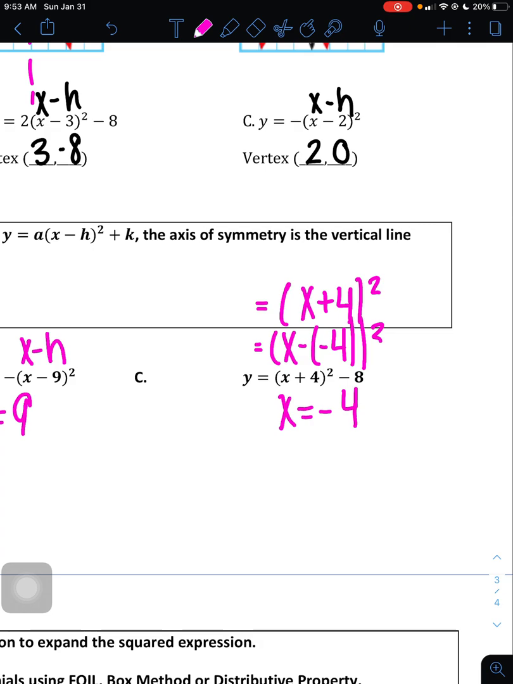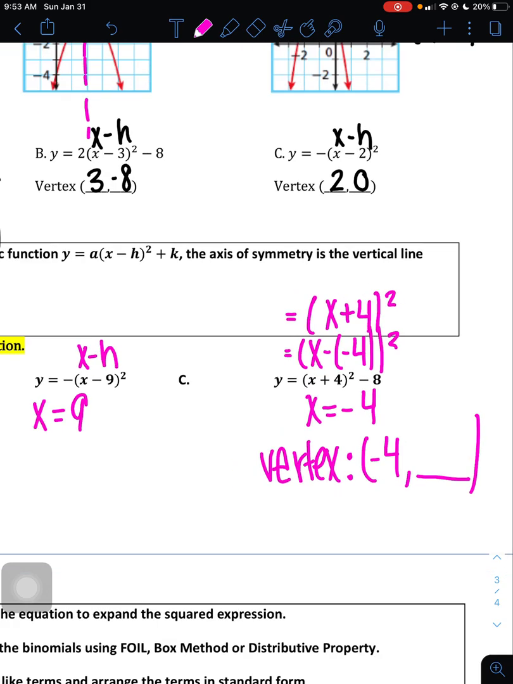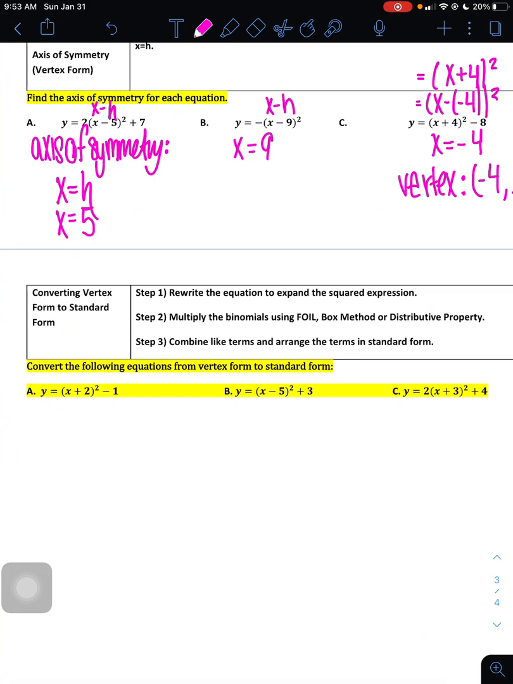And if we wanted to go a step further and find the vertex, I already know what the y value is. I know what the x value is for my vertex. That's negative 4. And can you guys tell me what the y value would be? I'm going to leave that as a question for the EdPuzzle. So I told you guys this is a pretty straightforward video. We have one more section to cover for this EdPuzzle.